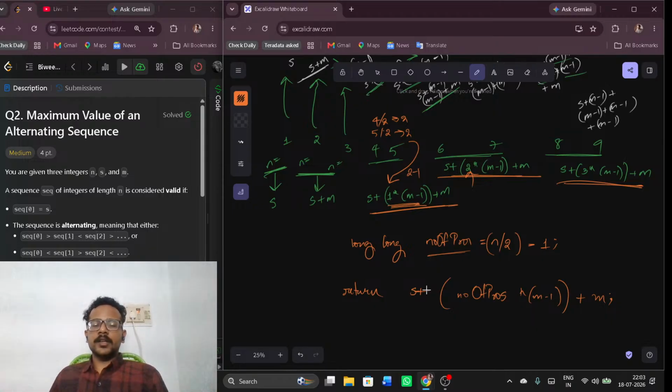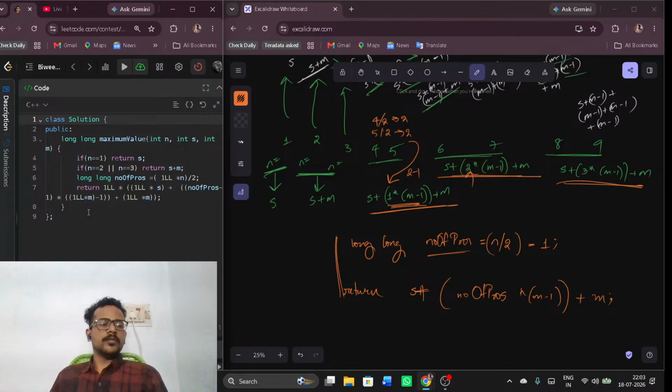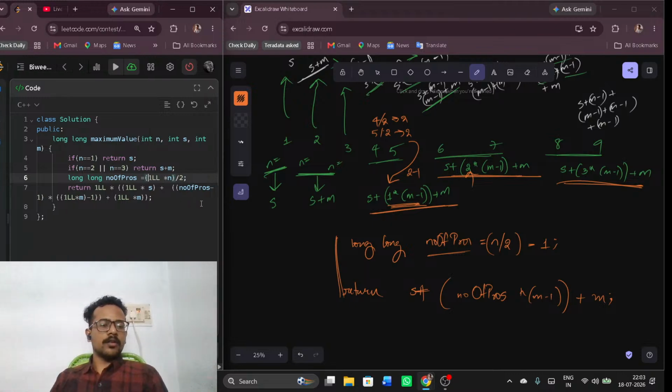So just return s plus the number of products into m, and so plus m. Just 2 lines. Is there anything? No. Only we need to have: if n is equal to 1, return s. If n is equal to 2 or 3, return s plus m. Then the number of products, instead of minus 1 here, I'll just write it minus 1. I might get it wrong.